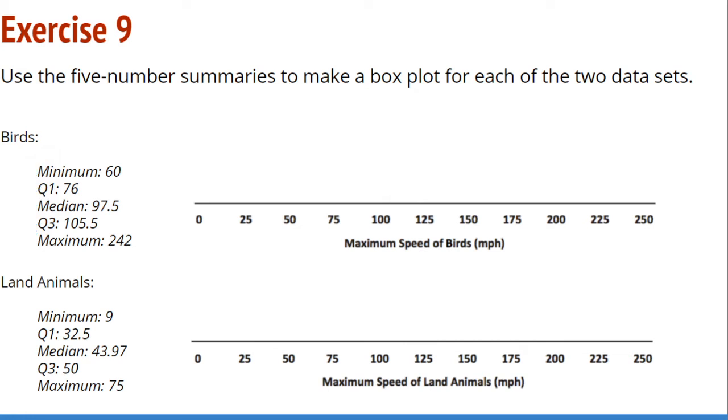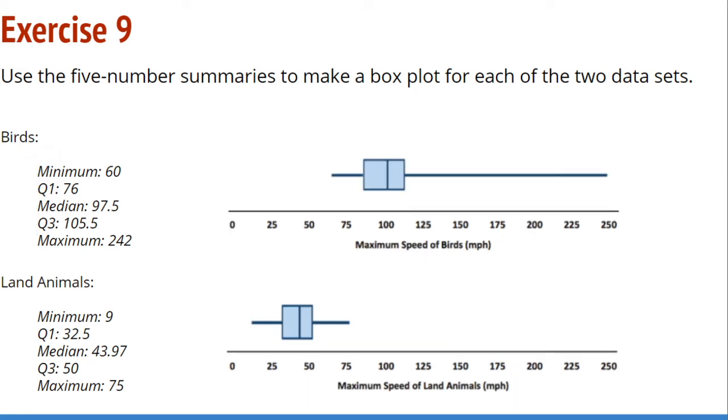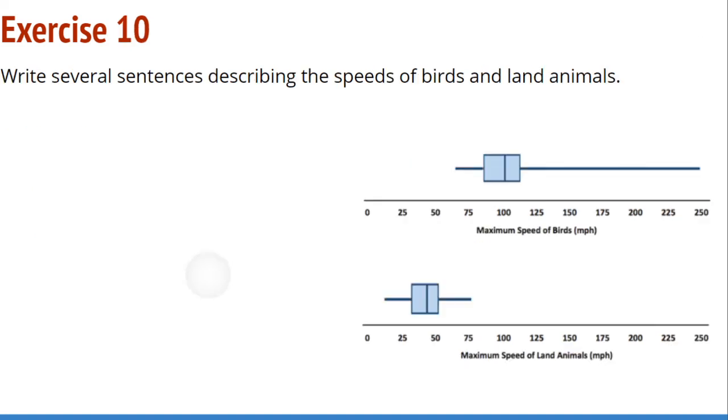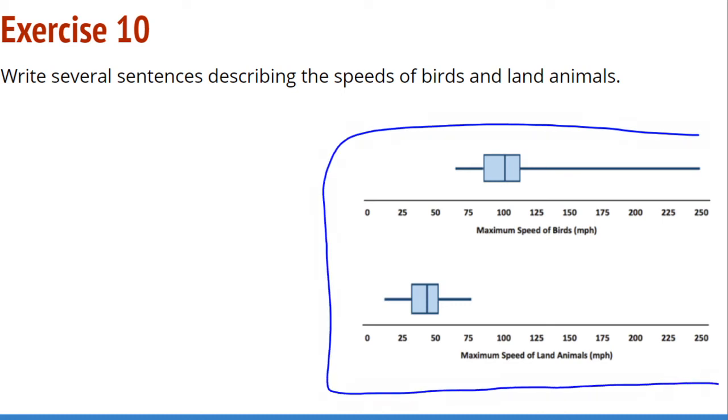All right, so hopefully you have finished your land animals, and you can compare your box plot to the box plots that I have here on the screen. This is a great time to pause for a moment and ask yourself, what do these box plots help me see as I compare the speed of birds with the speed of land animals? So take a moment and write several sentences describing the speeds of birds and the speeds of land animals. Pause here and think, how can you summarize in words what you are seeing here?